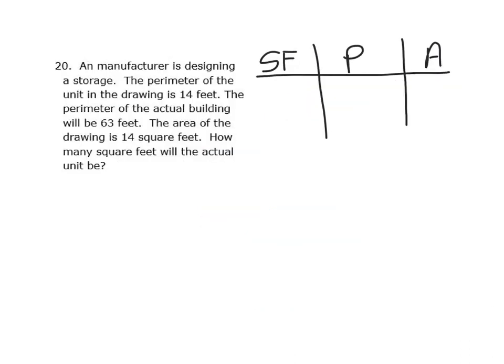In this one, it says the perimeter of a drawing is 14, where the actual building is 63. So 14 to 63. And then you're asked to find the area of the actual building. So here we take the perimeter and reduce. We get our scale factor is 2/9.